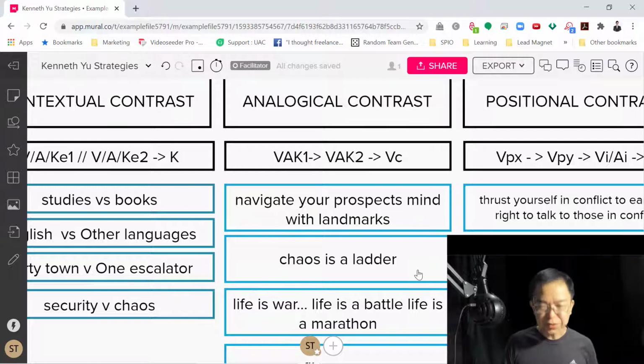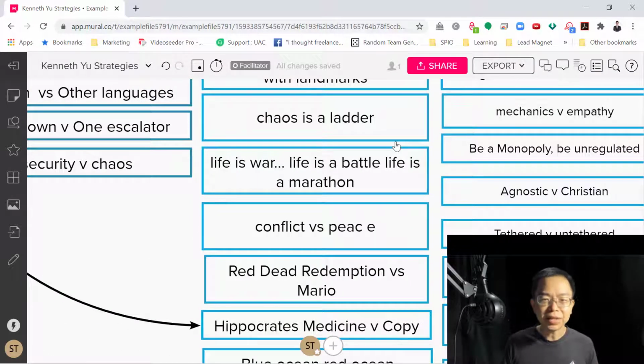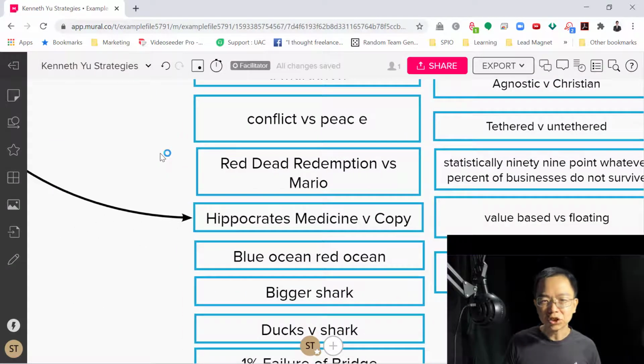Chaos is a ladder. Of course, this was taken from Game of Thrones, but you get the idea. Life is war, life is a battle, life is a marathon. Okay, so again, using different analogies: war and life. Right? Well, actually, marathon now is seen as a sport, but war and sports is also a contrast in terms of analogy. Even though marathon was coined as a result of a battle, right? So the Battle of Marathon. I don't know whether Kenneth knows this, but it's interesting to note the historical context.